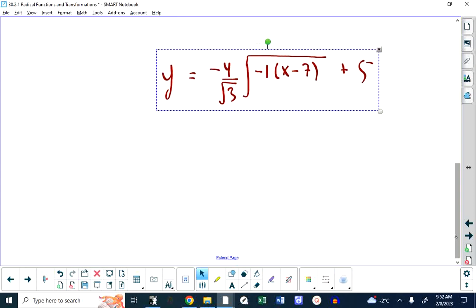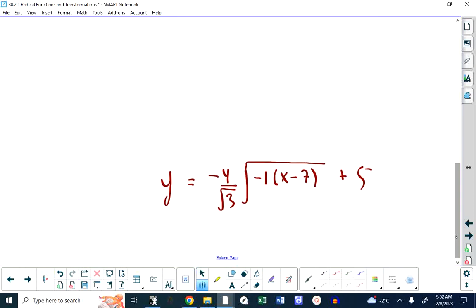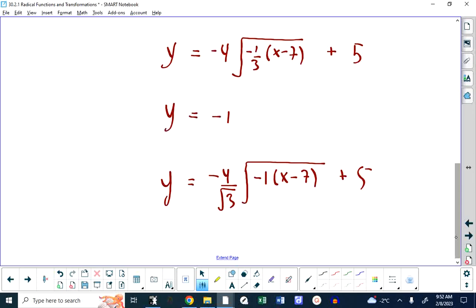The first one we got was y equals -4 root -1/3 x minus 7 end bracket end function plus k. The second one we got was y equals -1 root -16/3 x minus 7 end brackets on the x minus h, end brackets on the function plus 5.